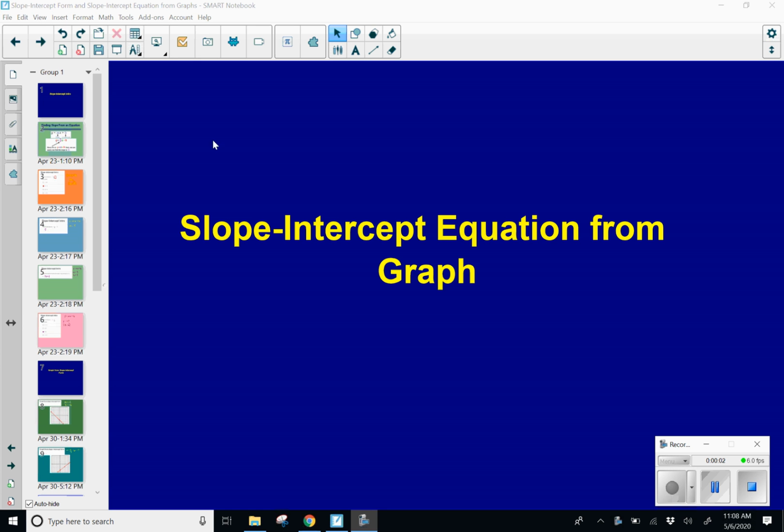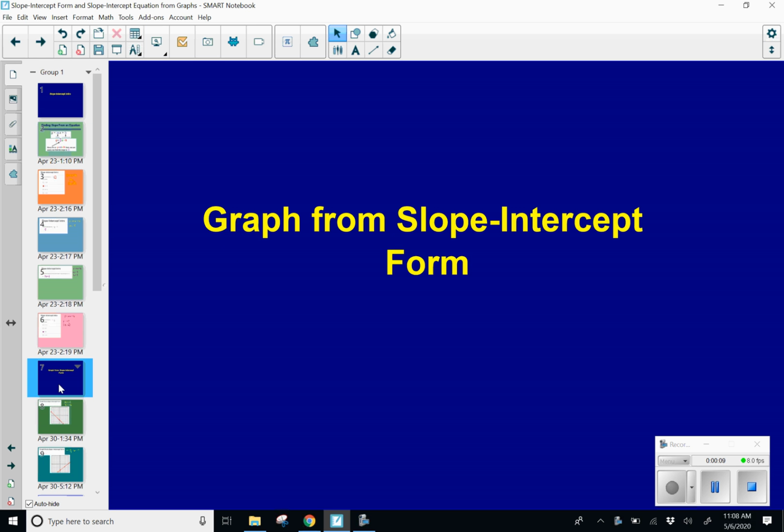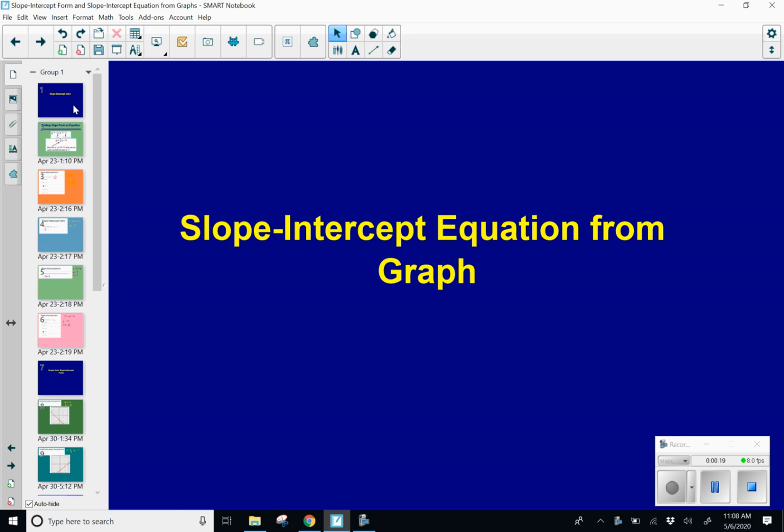Hello everyone. Today we are going to go over the 3 skills: slope-intercept intro. Then I'm going to go over some examples from graph from slope-intercept form. And lastly, I'll be going over some examples from slope-intercept equation from graphs.